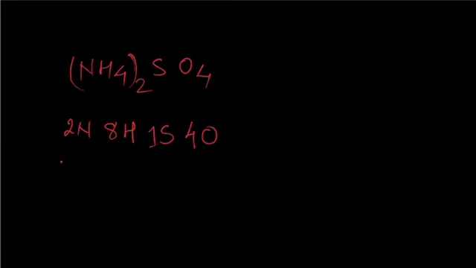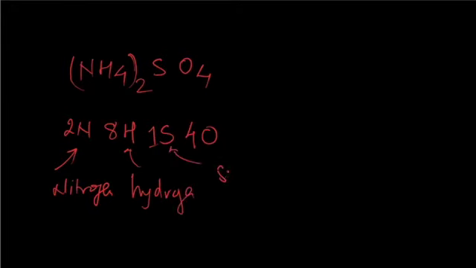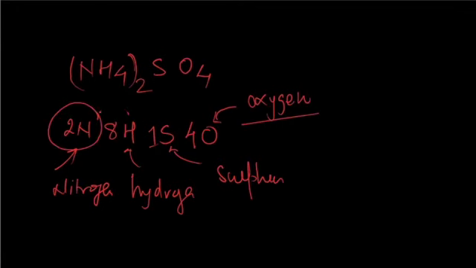So there are 4 different elements here. This is nitrogen. H is hydrogen. S is sulfur, and oxygen. As you can see, 4 different kinds of elements combine in different proportions: 2 nitrogen, 8 hydrogen, 1 sulfur, and 4 oxygen. So like that we have to do.